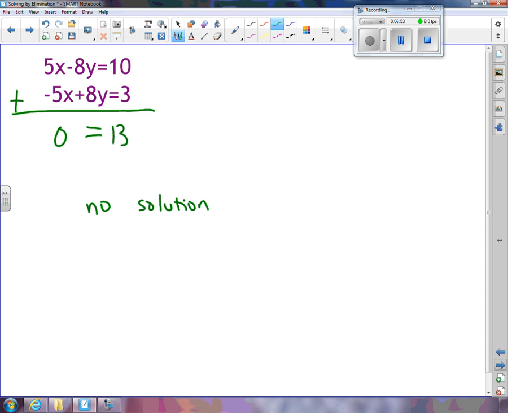If there's no solution to this system, the lines therefore must be parallel because they don't intersect anywhere. There's no intersection point.